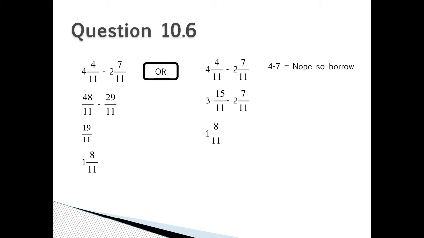Or you could say 4 and 4 over 11 minus 2 and 7 over 11. If you look at the fractions, you cannot subtract 4 minus 7, so you could borrow. Borrowing means that you will add 11 over 11 to the 4 over 11, so you'll end up with 15 over 11. 3 and 15 over 11 minus 2 and 7 over 11 will then give you 1 and 8 over 11.